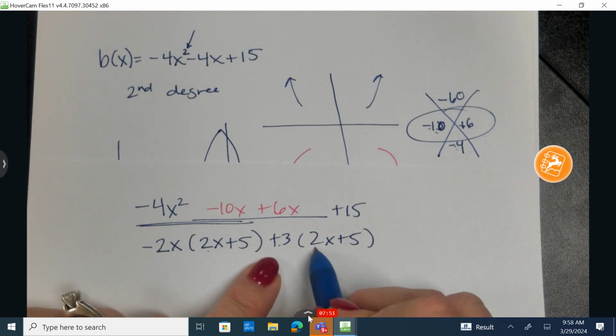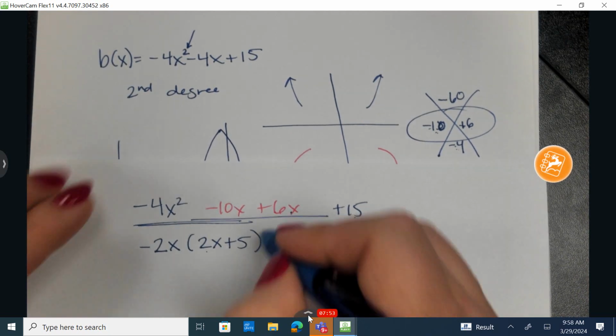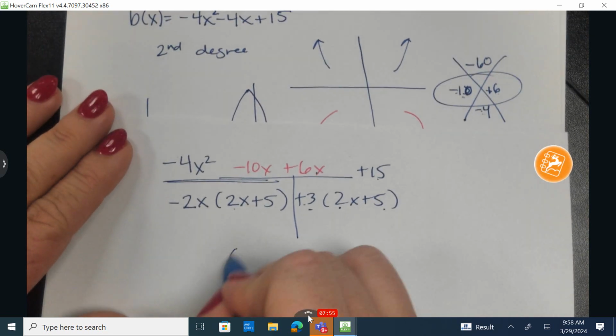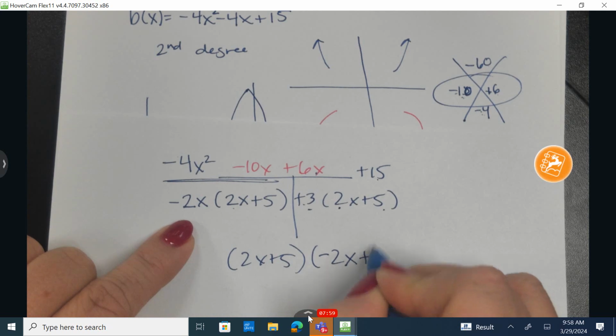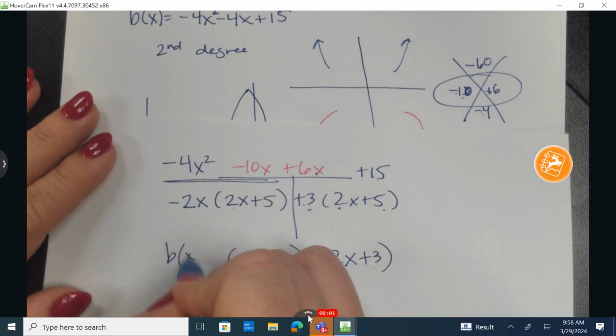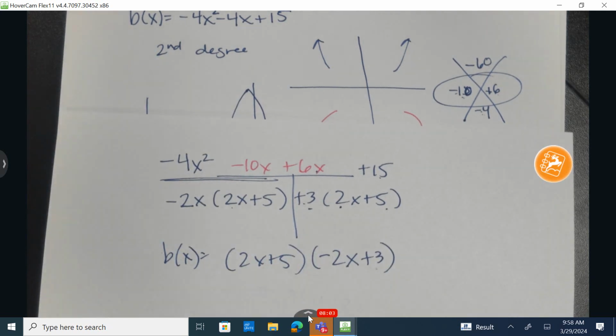And positive 6x and positive 15. Okay. What does the front have? They both have a 2x plus 5 and then a negative 2x plus 3. All right, so I just rewrote b of x in factored form. How is that going to help me?